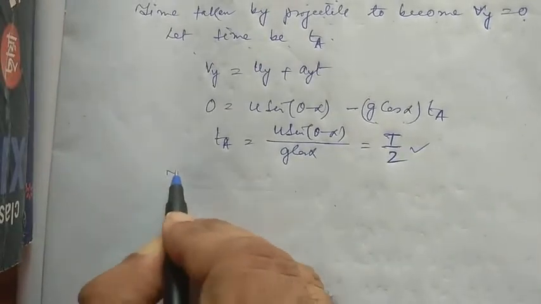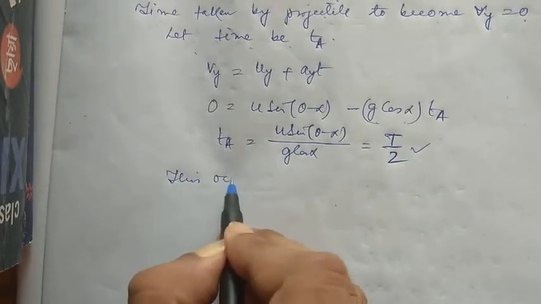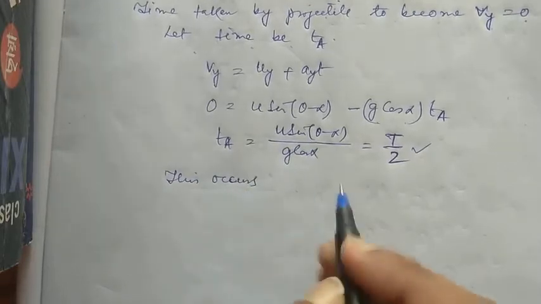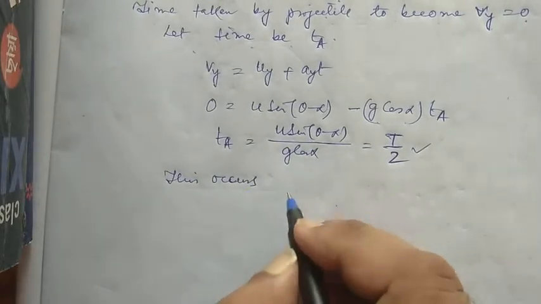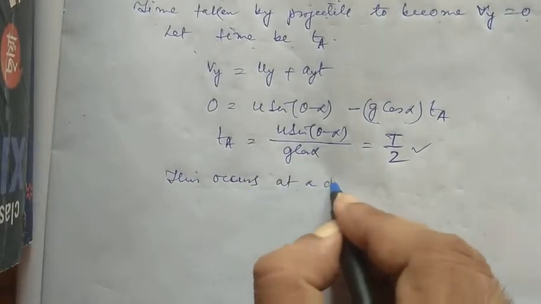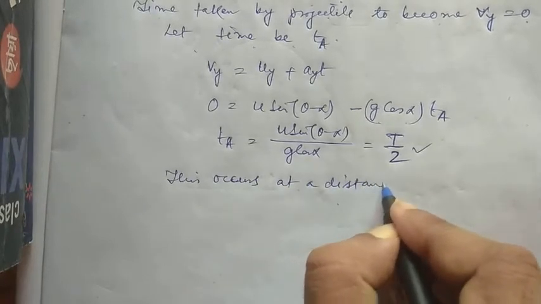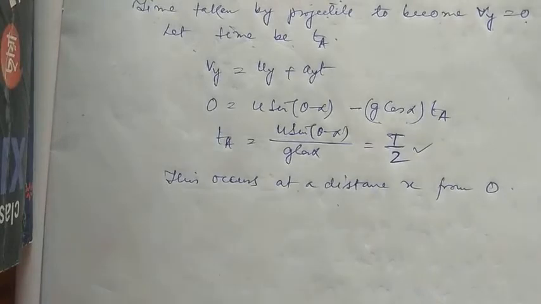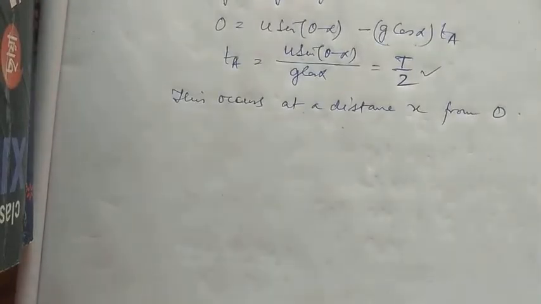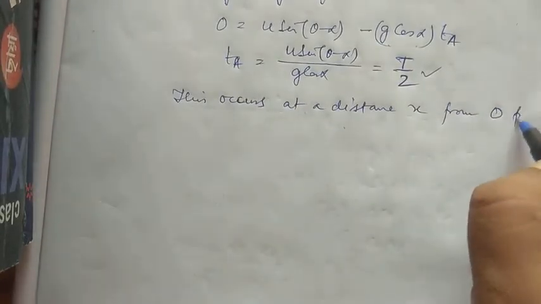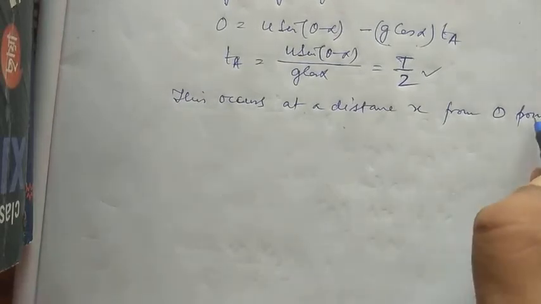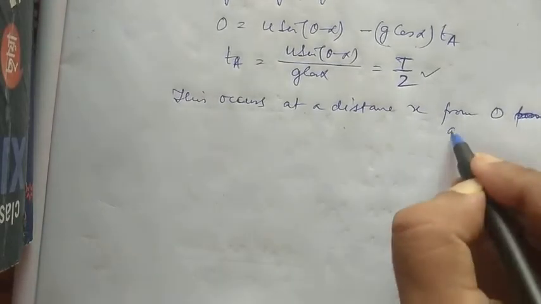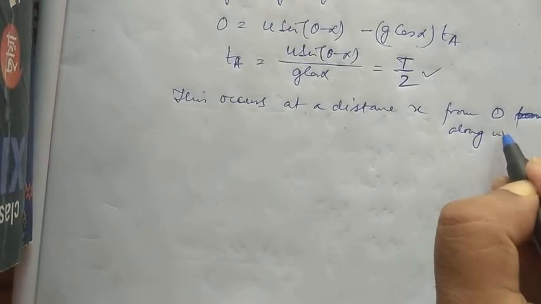Suppose this occurs. This means the velocity along the y direction becomes 0. This occurs at a distance x from O, from the initial point, along the inclined plane.